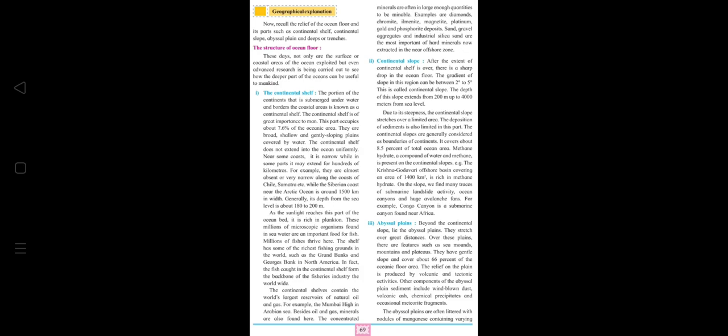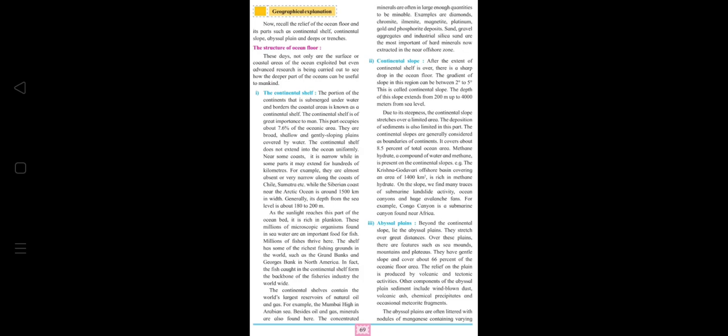The concentrated minerals means in a certain area, the minerals are concentrated and in large quantities to be mineable. Examples are, now what kind of minerals and deposits can be found? Chromite, ilmenite, magnetite, diamonds, platinum, gold, and phosphorite deposits. Sand, gravel, aggregates altogether, and industrial silica sand are the most important of hard minerals now extracted in the near offshore zone. So all of these minerals are also extracted in the near offshore slope.